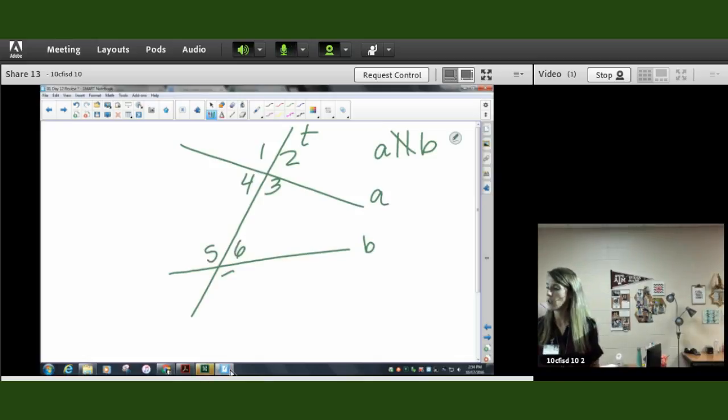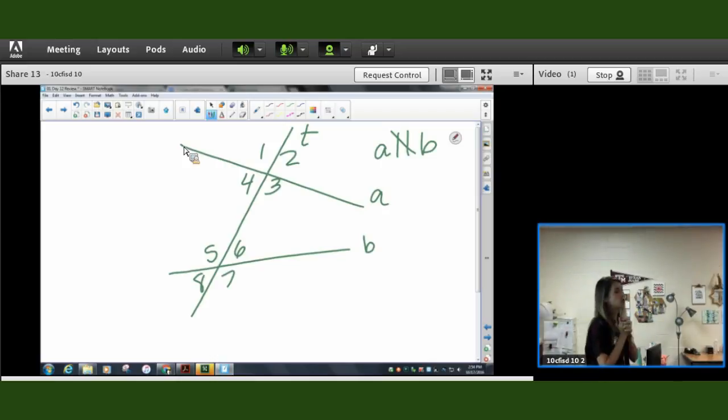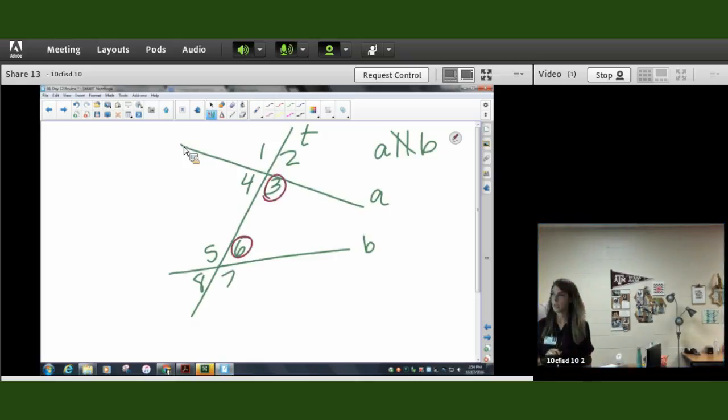I know this is on your review sheet as well, and there's more lines on your review sheet, which makes it even better, but let's just remind ourselves of some on here. Okay, what about 3 and 6? Same side interior. Same side interior.